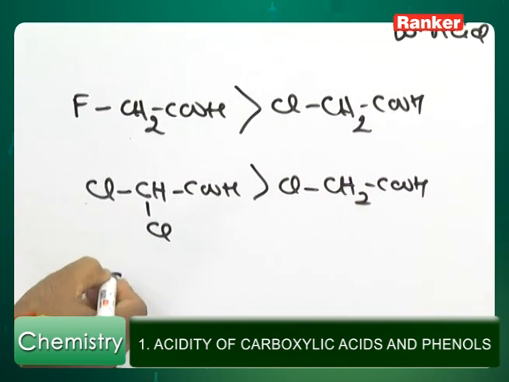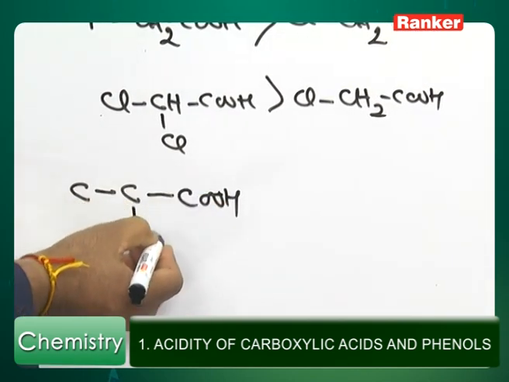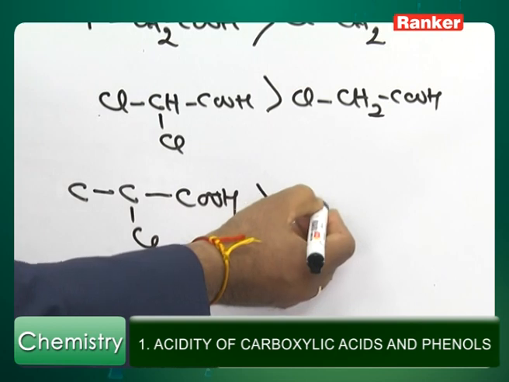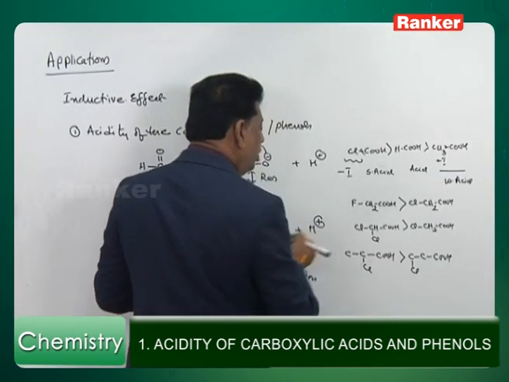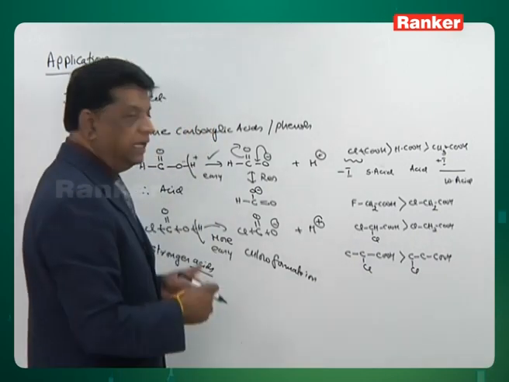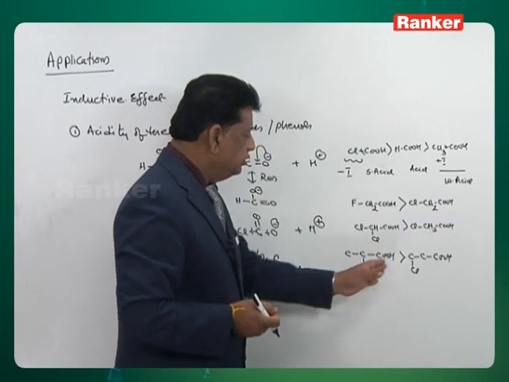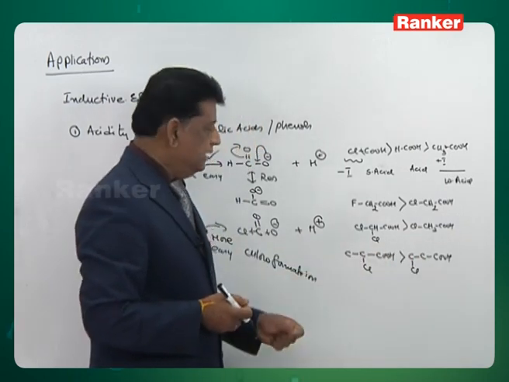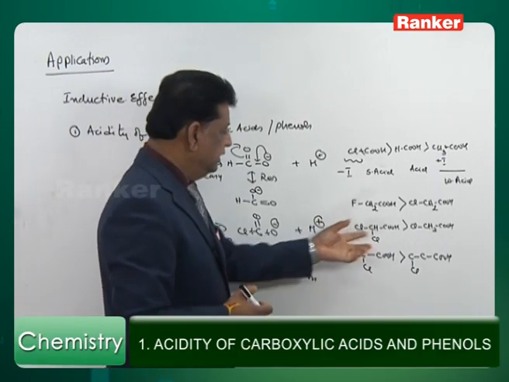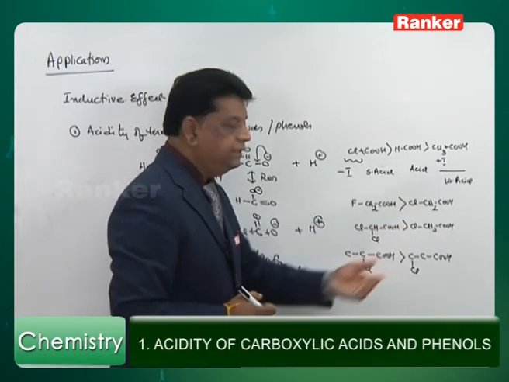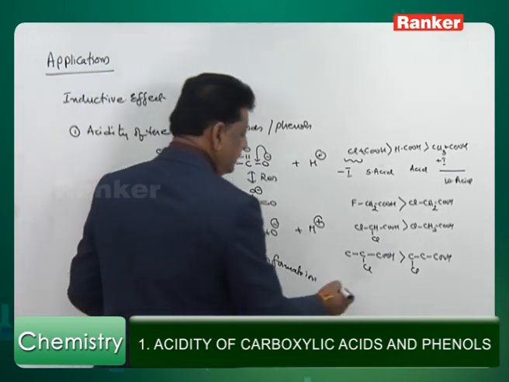The position of the halogen also matters. In propanoic acid, chlorine attached to the second carbon gives a stronger acid than chlorine attached to the third carbon. 2-chloropropanoic acid is stronger than 3-chloro. As I said, the chlorine is moving away, so the distance is increased. The net result is that the pulling of electron density, that is, the stabilizing of the anion, decreases. Therefore, the acidity is decreased.